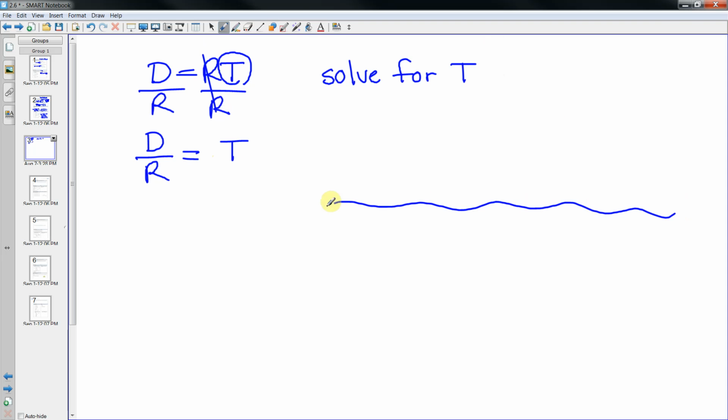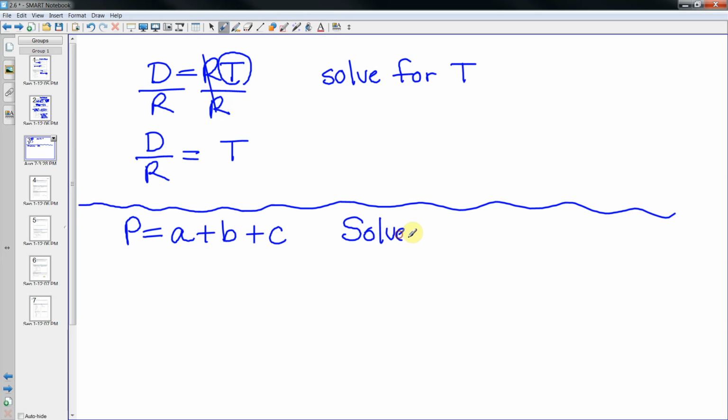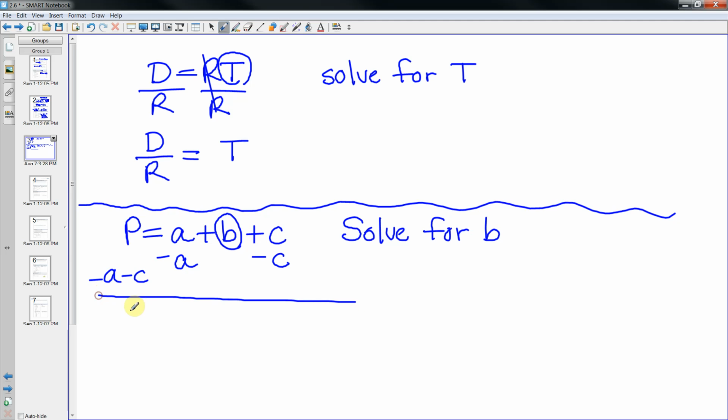Another example, let's go back to perimeter equals a plus b plus c. And let's suppose I want to solve for b. So b is going to stay put. I have a plus a and a plus c. So the opposite of those would be subtraction. So I'm going to subtract a and I'm going to subtract c from both sides. Now, you're just going to have to be careful and write this in a line. So I'm taking p minus a minus c, and that would be equal to my b.